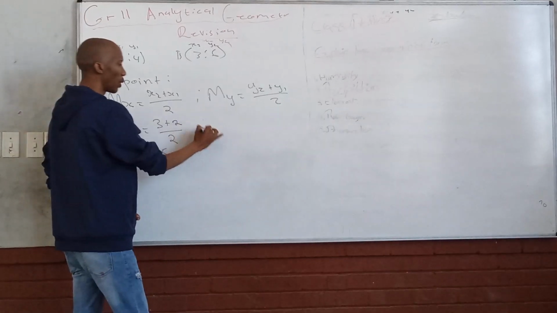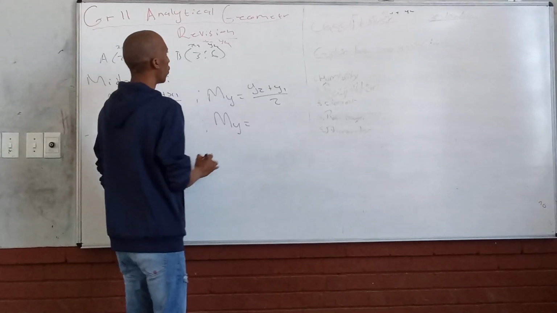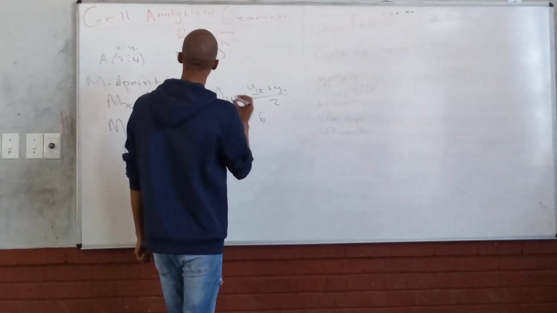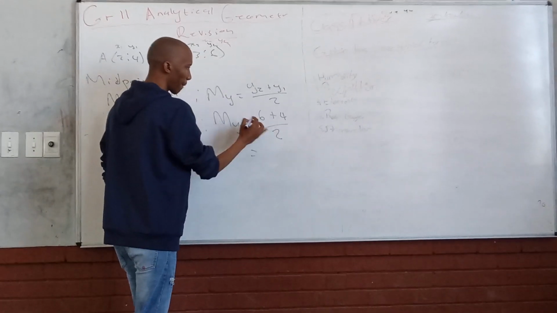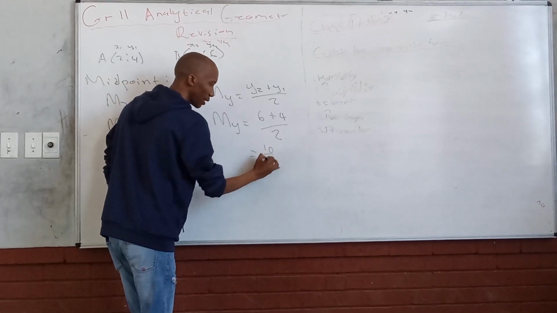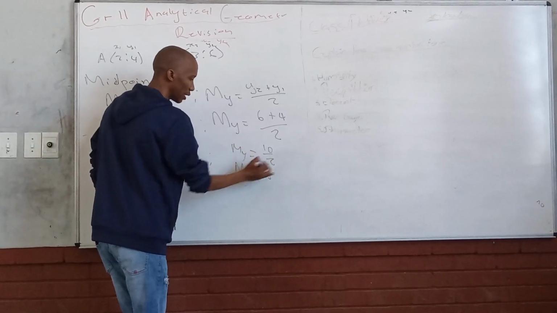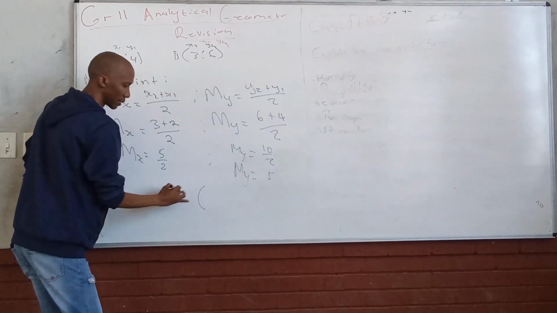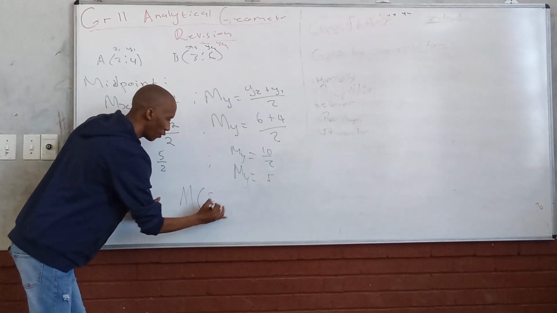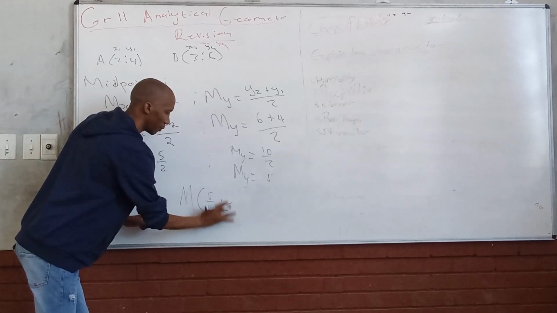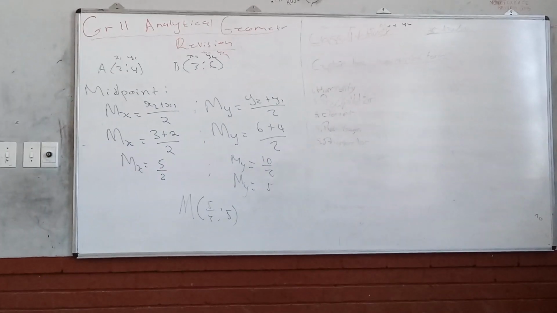Then I go for the midpoint of y. I'm not given the midpoint. y2, 6, plus 4, all over 2. This gives me 10 over 2, which is actually 5. The midpoint of y is 5. It means the midpoint in coordinate form will be 5 over 2 and 5. This is what you can be given.